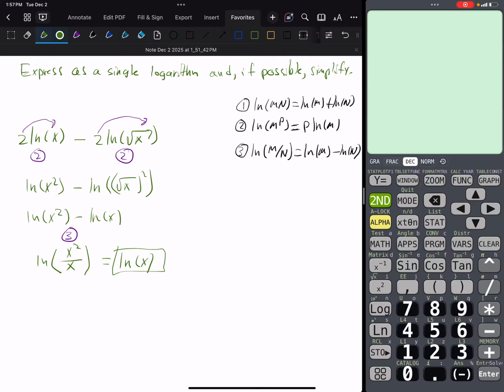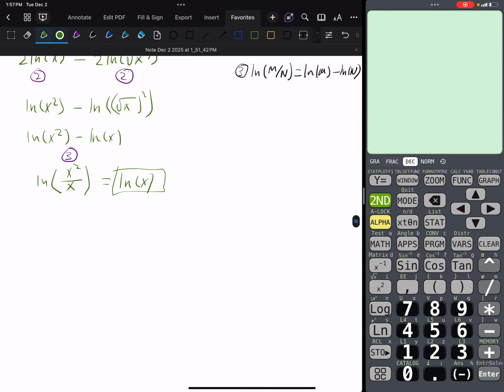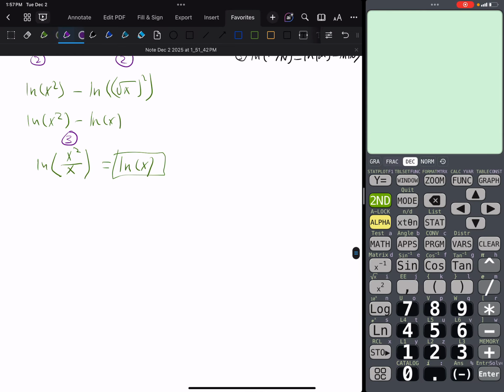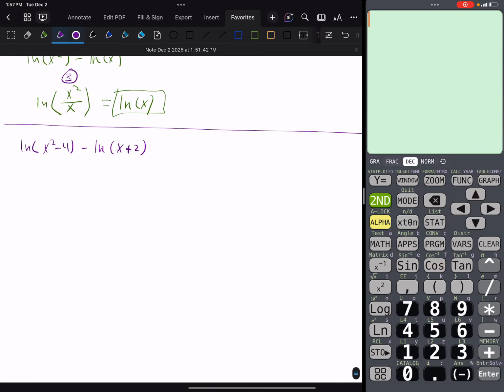Okay, let's take a look at another one of these. Let's look at something like, this is 45 from the homework. This is natural log, so kind of new problem. Natural log of x squared minus 4 minus natural log of x minus 2. Oh, it's x plus 2. Didn't make a huge difference except for actually solving the right problem.